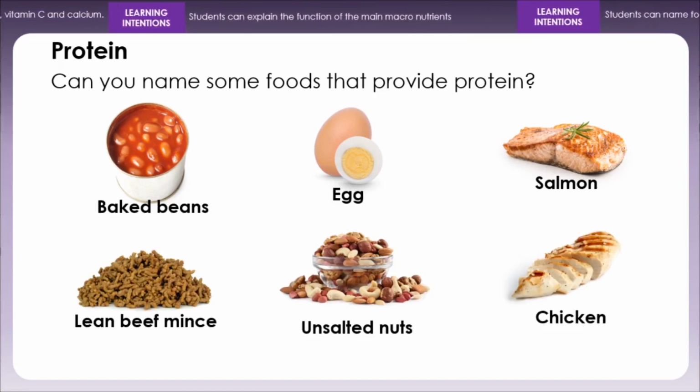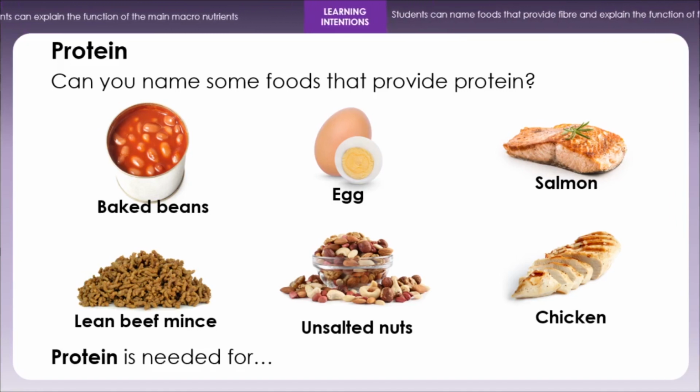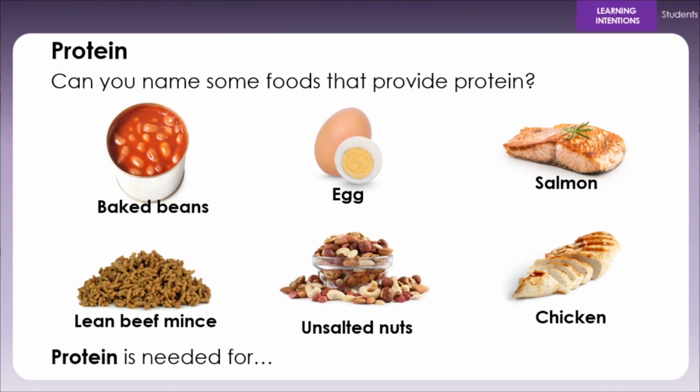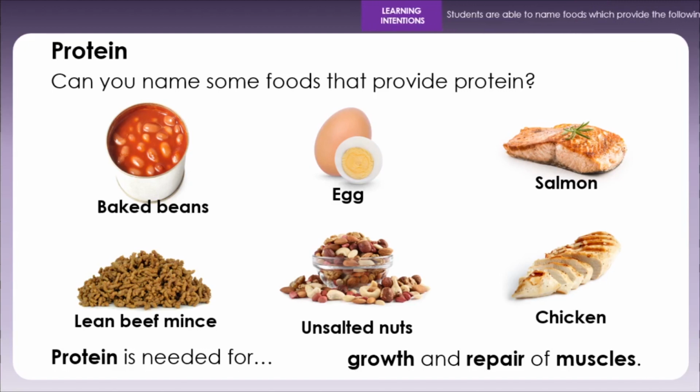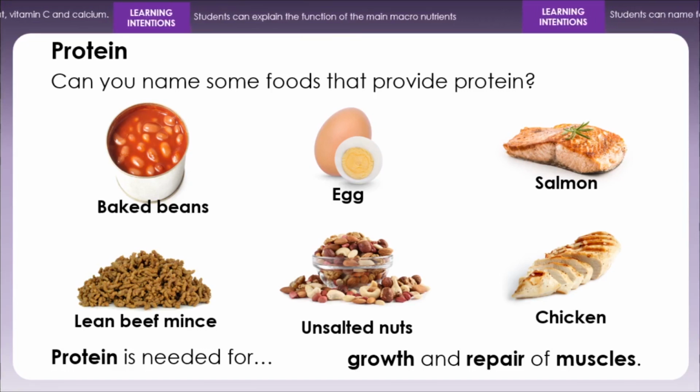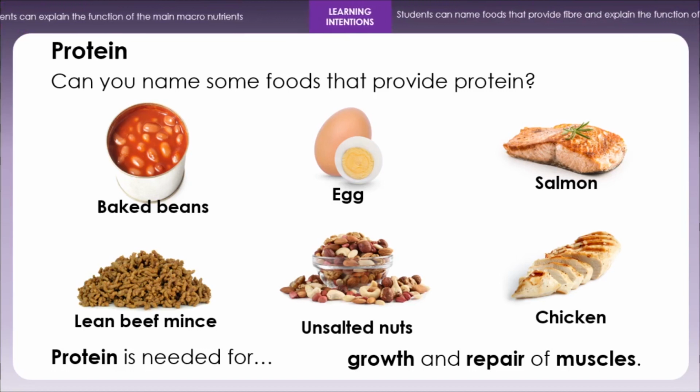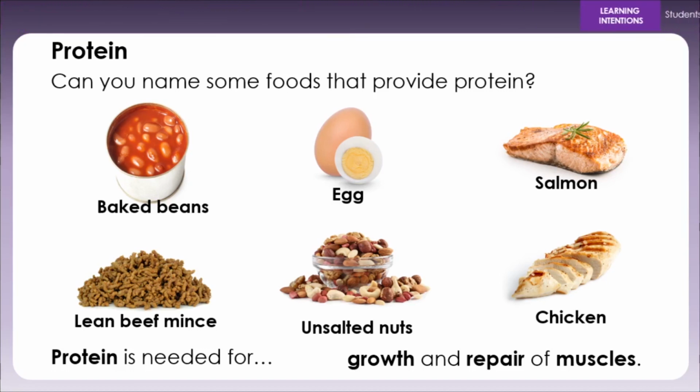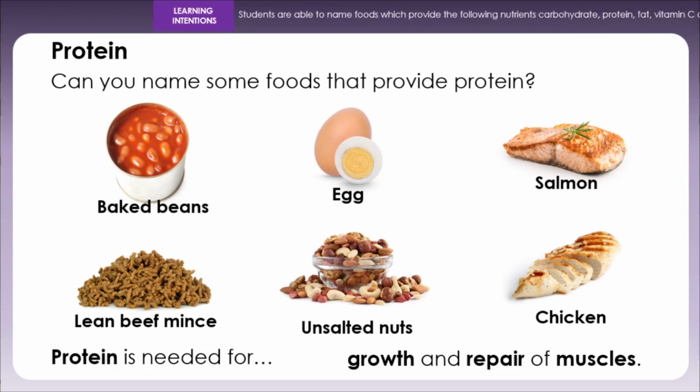And do you know what protein's for? Protein's for the growth and repair of muscles. So if you were building up your muscles, you would need to be having protein to be able to repair, because as you're building up the muscles, you tear your muscles to build up new ones, and you need the protein from your food to be able to build up new muscles. It's also helpful for cuts and stuff like that to help repair them.